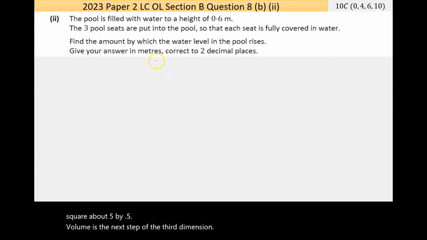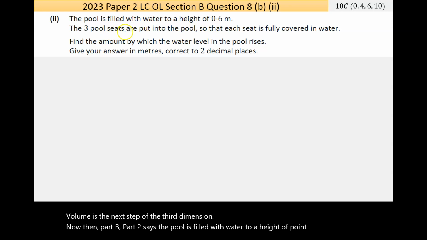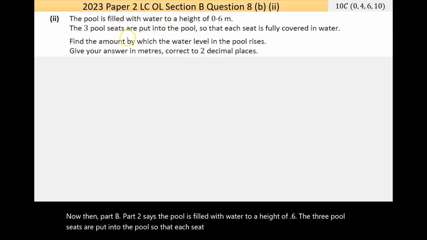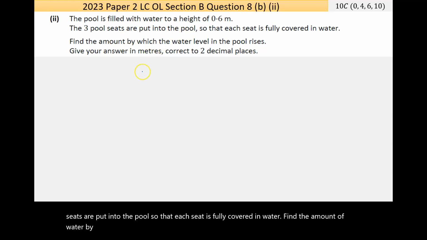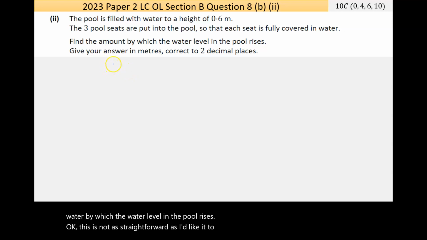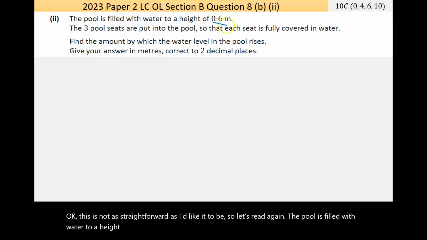Now, part 2 says the pool is filled with water to a height of 0.6. The 3 pool seats are put into the pool so that each seat is fully covered in water. Find the amount of water by which the water level in the pool rises. Okay, this is not as straightforward as I'd like it to be. So let's read it again. The pool is filled with water to a height of 0.6 meters.